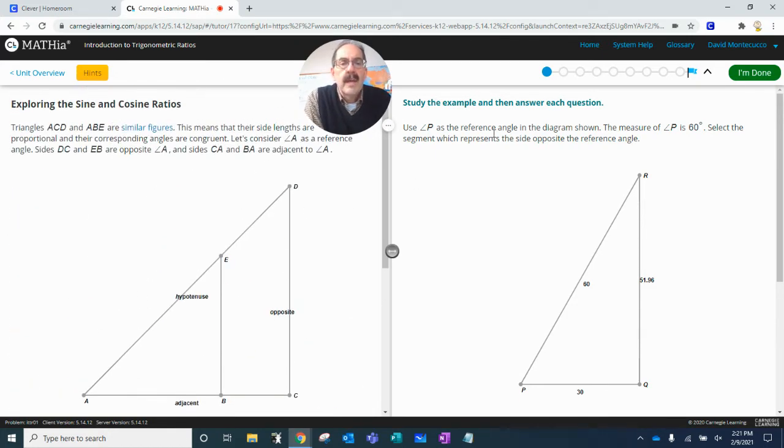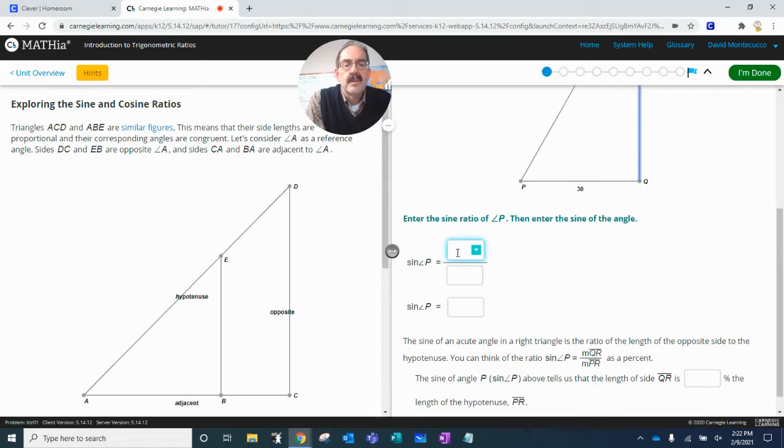CAH. Okay, using P as the reference angle. The diagram shows angle P is 60 degrees. Select the segment which represents the opposite over the hypotenuse. Select the segment which represents the side opposite.